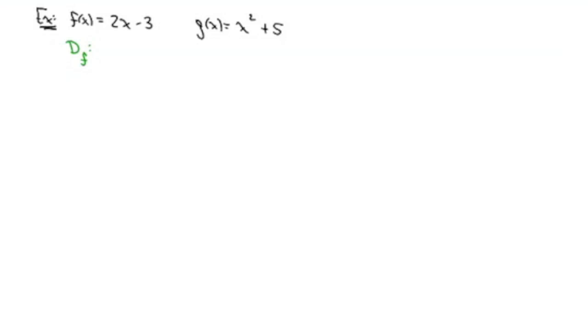All real numbers. -infinity, +infinity. Domain of g. All real numbers. I'm never going to divide by 0. I'm never going to take the square root of a negative number. So if I combine these with addition, the domain would be the intersection of both of those, which would be all real numbers.